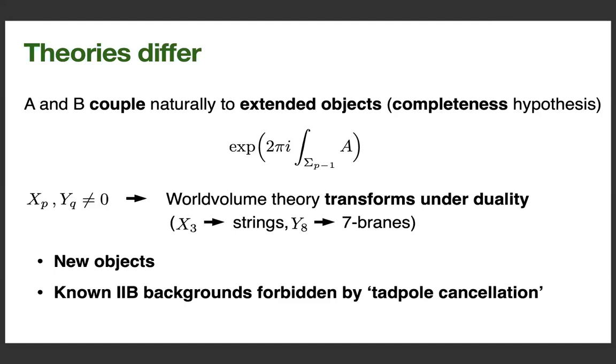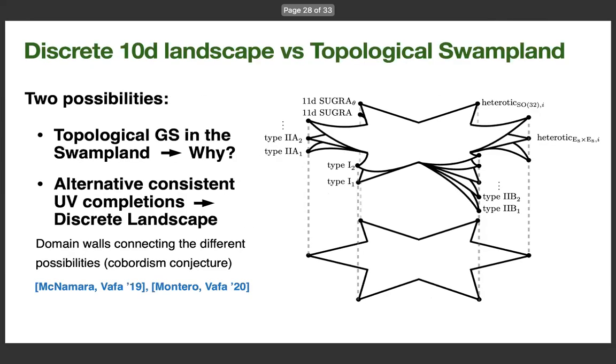Okay. So now we have two ways. We have this miraculous cancellation via quadratic refinement. We have these various different ways of canceling it via a topological Green-Schwarz mechanism. So what are our options here? Well, in principle, there are two possibilities. Either I have a question.